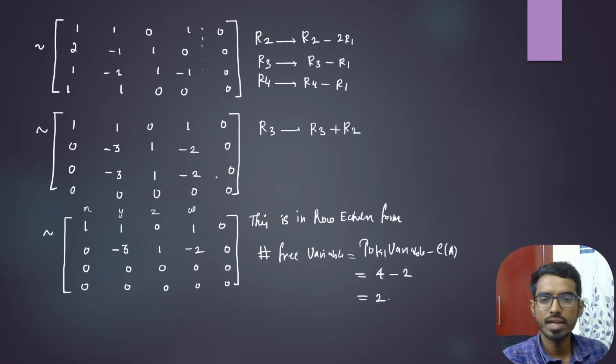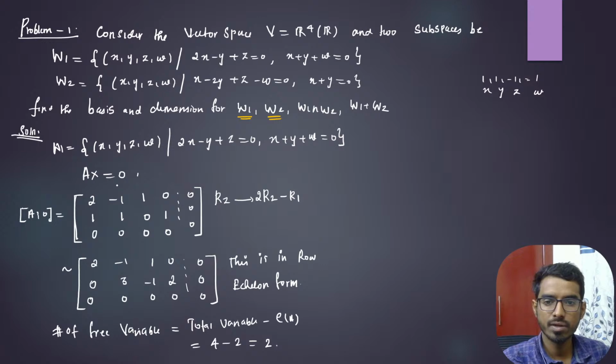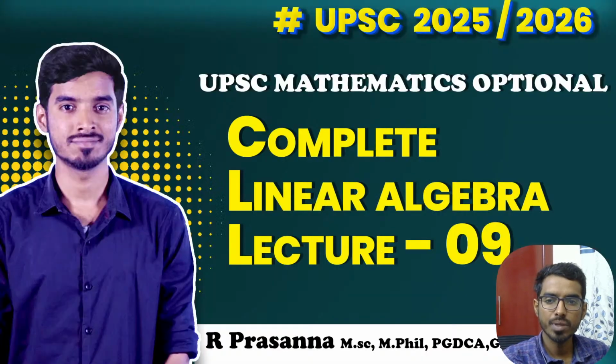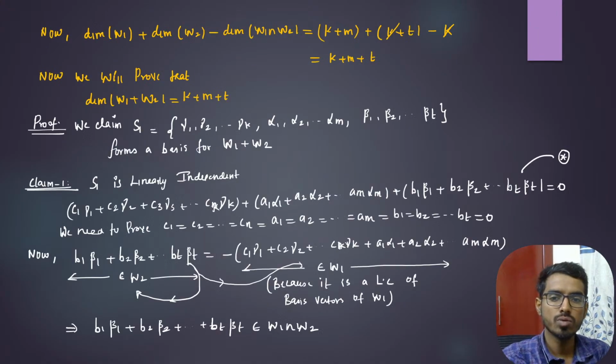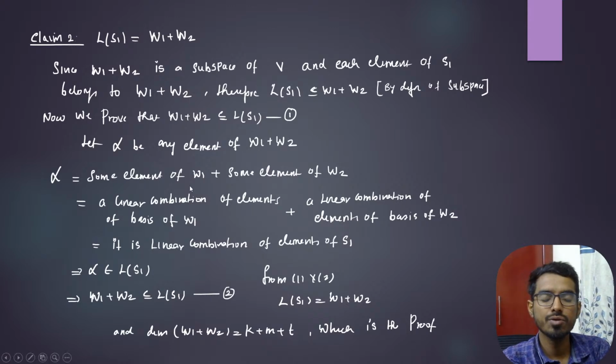So what I'll do is in the next class I will continue with the dimension of W1 plus W2, right? The next class I'll continue with W1 intersection W2. So that's it, we'll stop here. Next class we will continue the dimension of W1 intersection W2, right? That's it. So thank you. All the best. Bye.